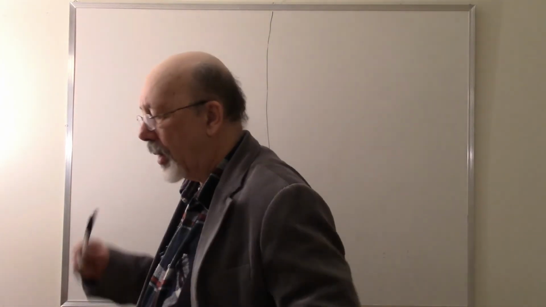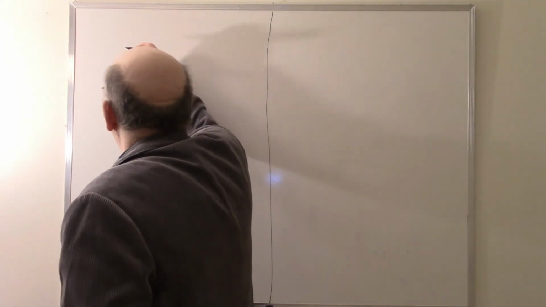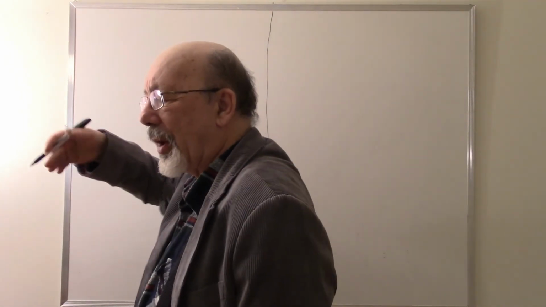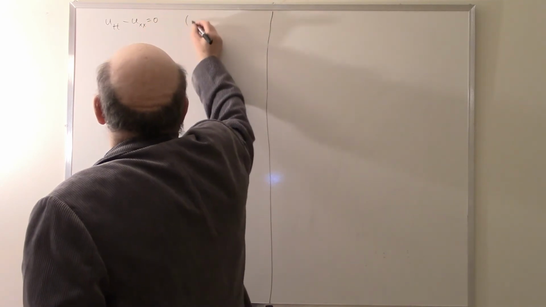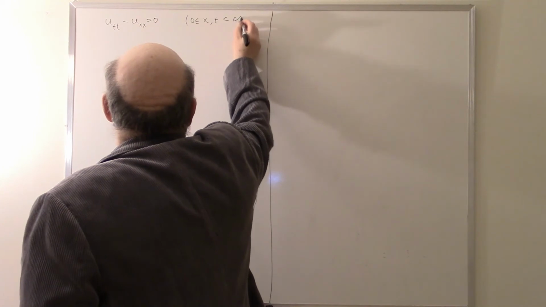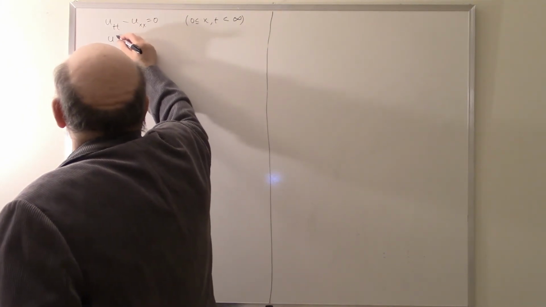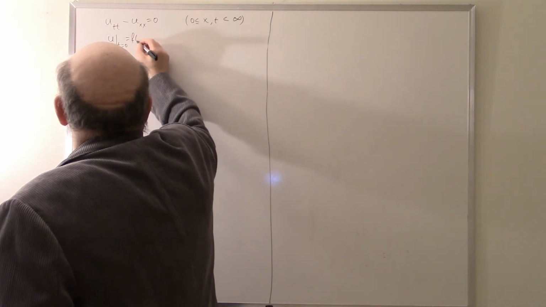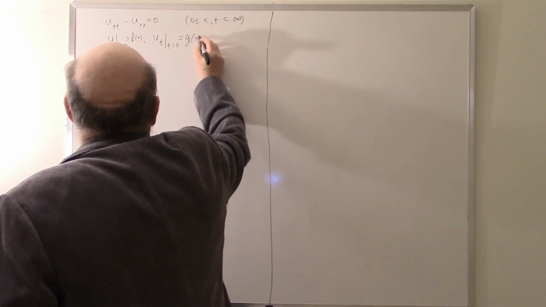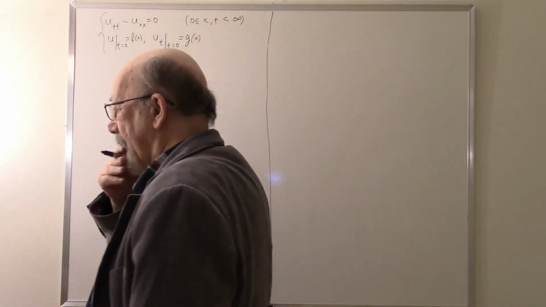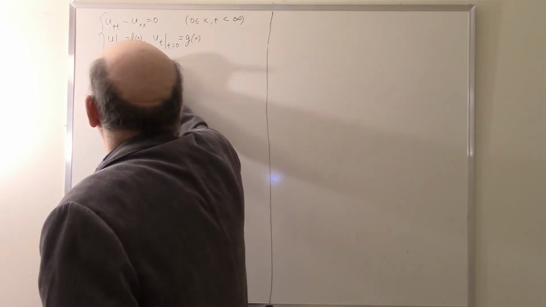Okay, a few more questions. There was a problem, I forgot its number, and it was the following. Consider the following problem on the half line. utt minus uxx is 0, for x and t on the half line. And u at t equals 0 equals f of x. ut at t equals 0 equals g of x. And the boundary condition u at x equals 0 equals 0.